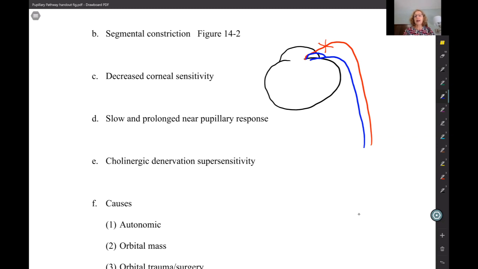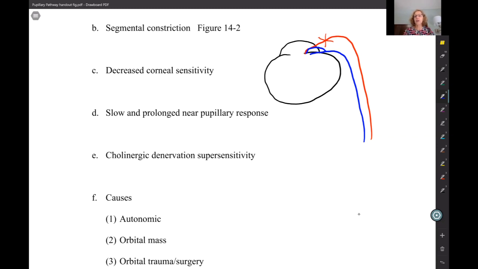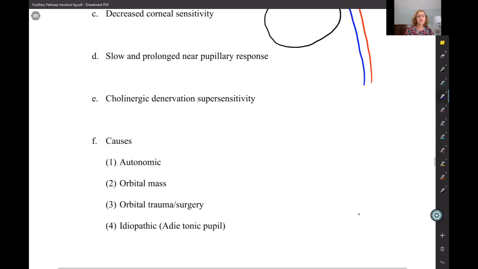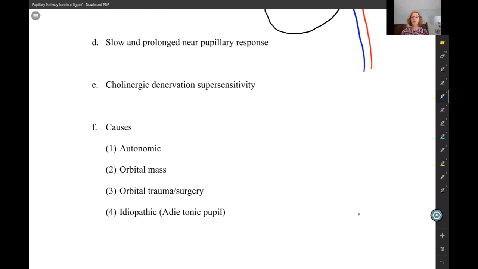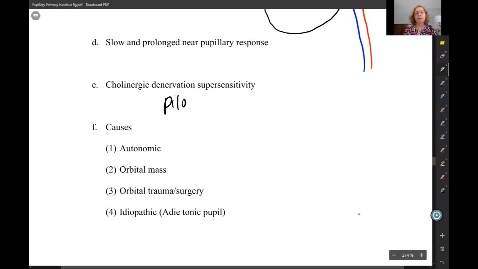That same concept of supersensitivity allows you to do certain pharmacologic tests to help differentiate this condition from other conditions. Cholinergic denervation supersensitivity means that the sphincter muscle is sensitive to even small amounts of neurotransmitter. So we can do pharmacologic testing using pilocarpine.